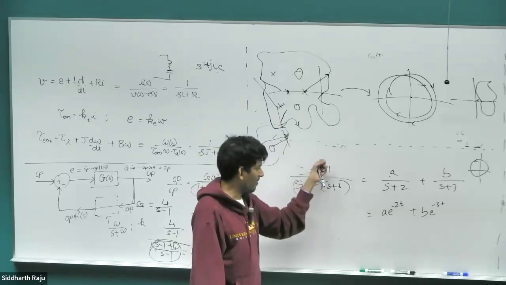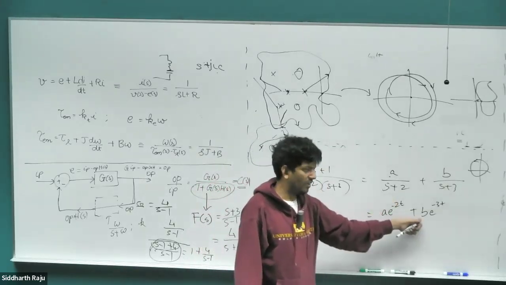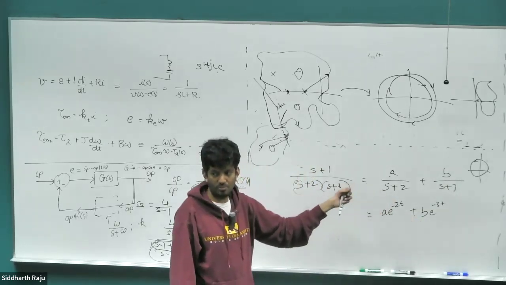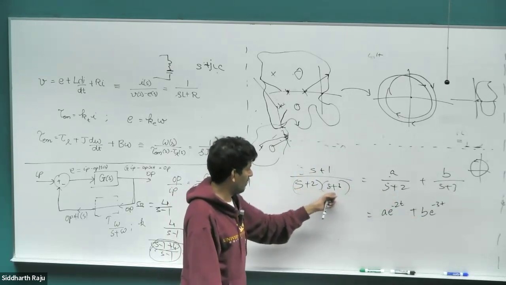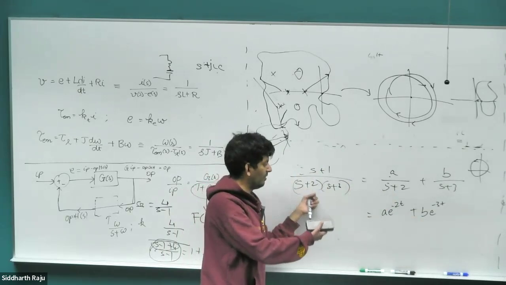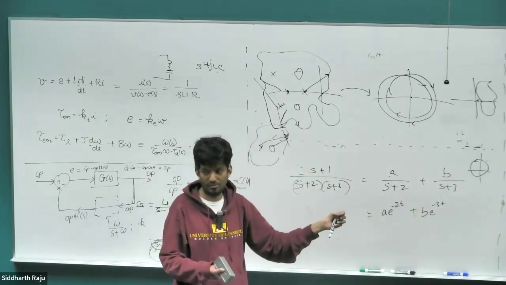The numerator part never played a role in the coefficient. It plays a role in the scaling factors a and b. It never plays a role in the coefficients in the exponents themselves. So stability comes from the fact that the denominators have terms such that the roots of this denominator term are all negative. Then the inverse Laplace would give you e power negative coefficient terms, and you would have a stable system.